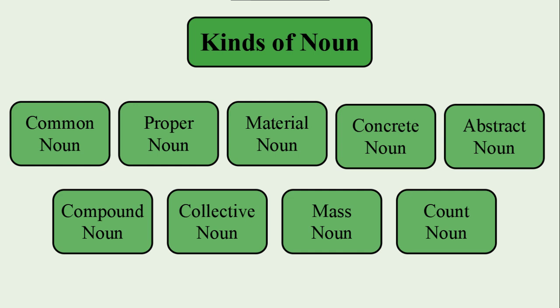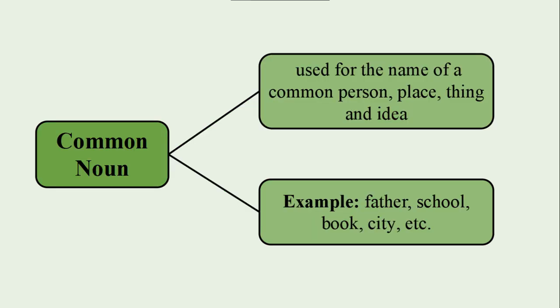Maybe with the ones people encounter most often, common and proper. Good place to start. So a common noun is used for the name of a general class of person, place, thing, or idea. General class, like father, school, book, or city. It's the category, not the specific one. Got it. And proper nouns.